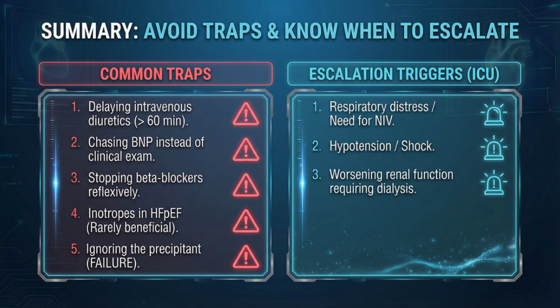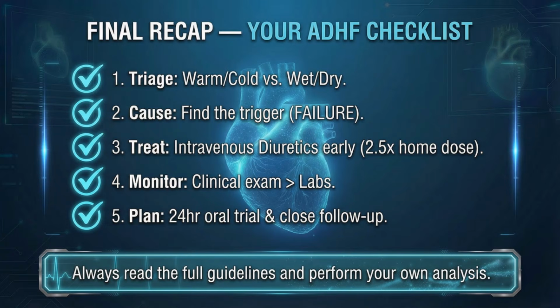Let's summarize the key traps to avoid and the triggers for escalation. The common traps are delaying intravenous diuretics, chasing BNP numbers instead of relying on your clinical exam, reflexively stopping beta blockers, using inotropes in heart failure with preserved ejection fraction, and failing to search for the precipitating cause. The key escalation triggers that mean your patient needs the ICU are respiratory distress, hypotension or shock, and worsening renal function that requires dialysis. So, let's bring it all together in a final recap.